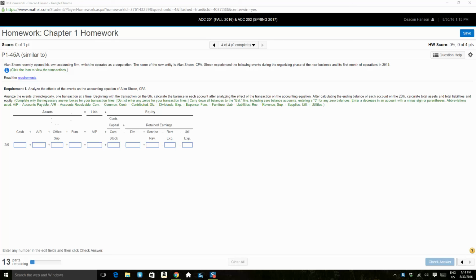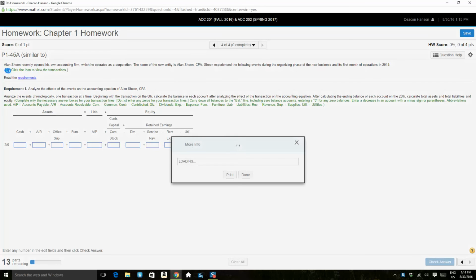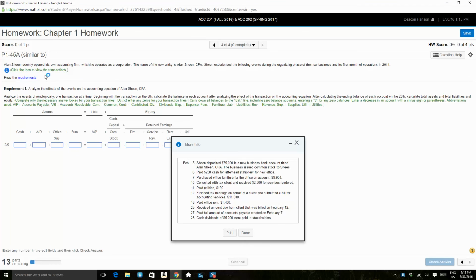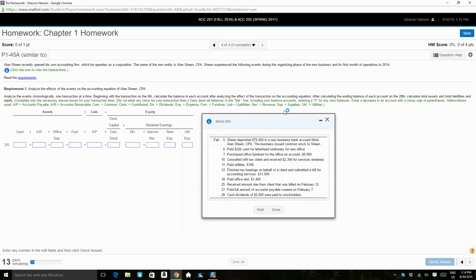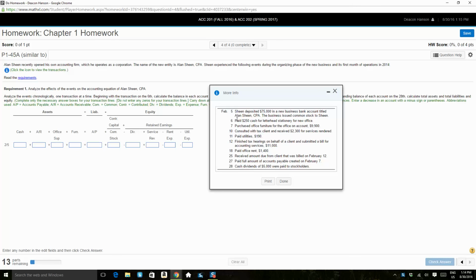Here's your accounting equation: assets equal liabilities plus equity. Okay, so we got a list of transactions. When you click the icon up here to view the transactions, it looks like we got 1, 2, 3, 4, 5, 6, 7, 8, 9, 10 transactions to book.